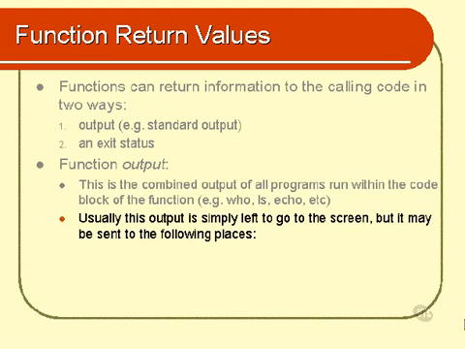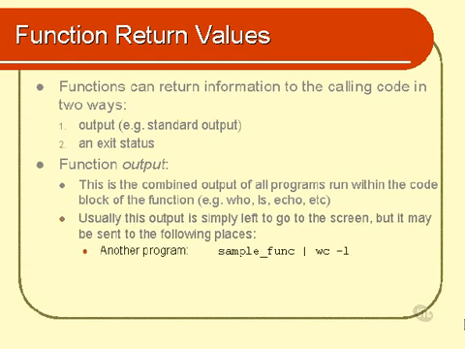Now, typically this output will just go onto the screen, but you can actually get it to go somewhere else if you do this in the following way. Now, these are all ways that you've seen before, just not in conjunction with functions. You could send the output of a function to another program, for example a filter like wc -l, just by piping it. So sample_func would be the name of a function, and theoretically that function would produce output.